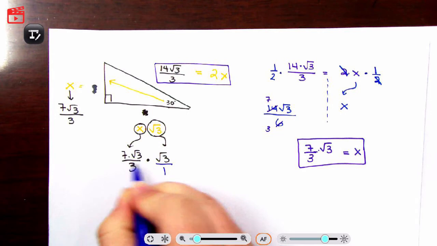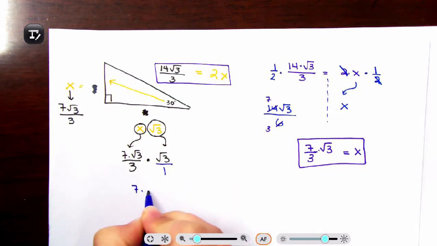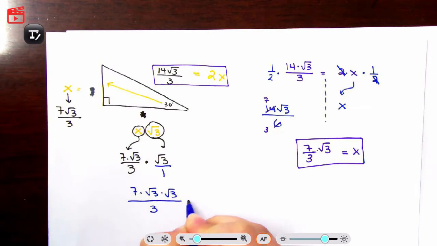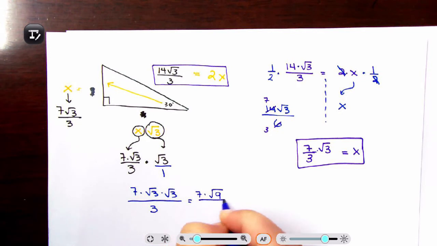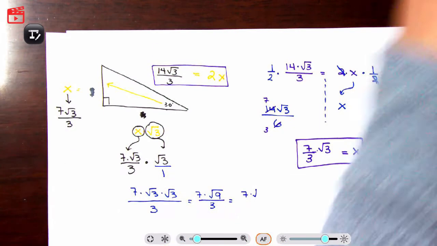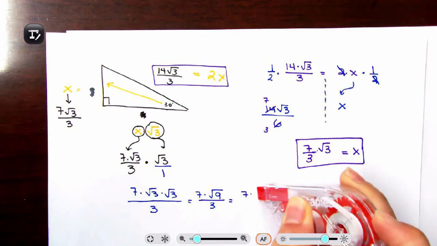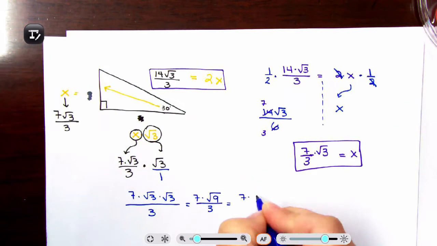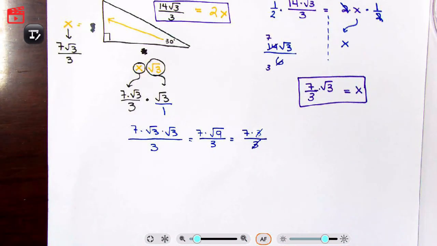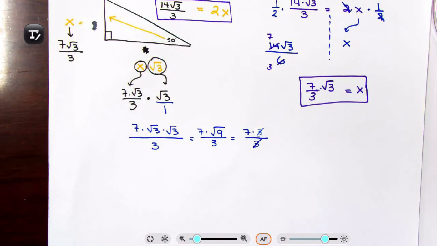Let's go ahead and multiply. We have 7 times root 3 times root 3 divided by 3. Root 3 times root 3, that is root 9. The square root of 9 is 3. So if we take the square root of 9, we no longer need the square root. That's 3. So I'm going to divide by 3 since I now have a 3 in the numerator and a 3 in the denominator. They're not inside a radical.